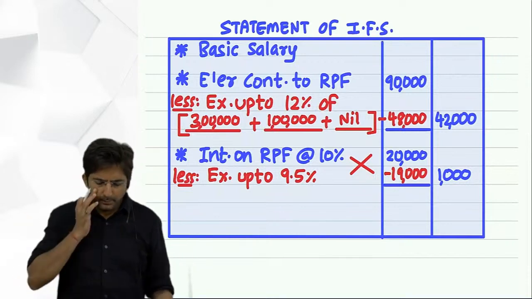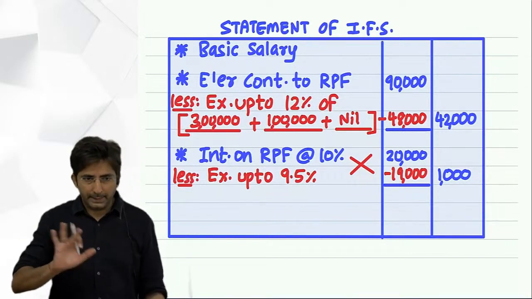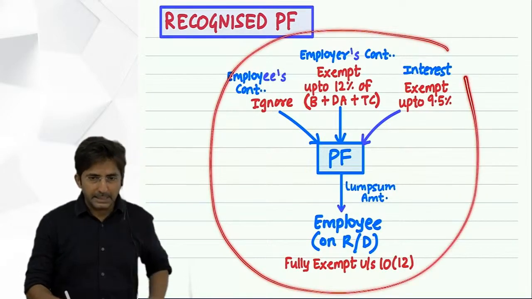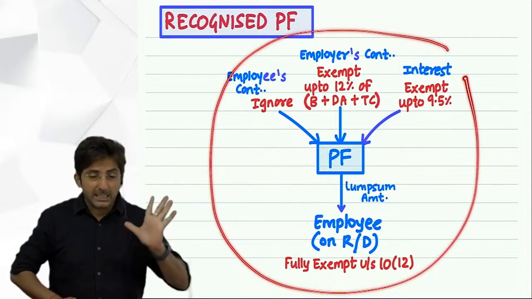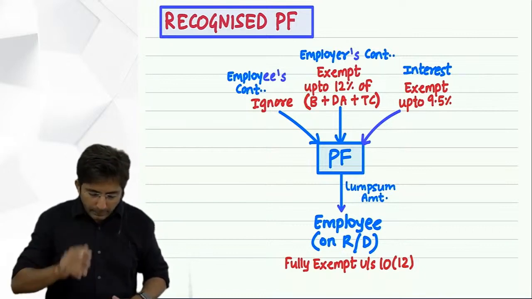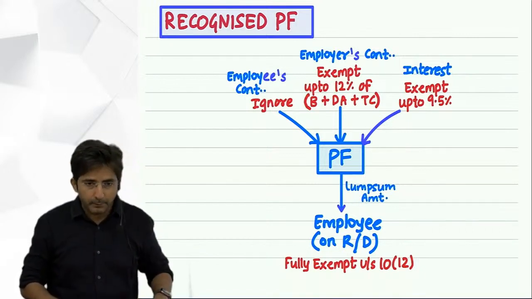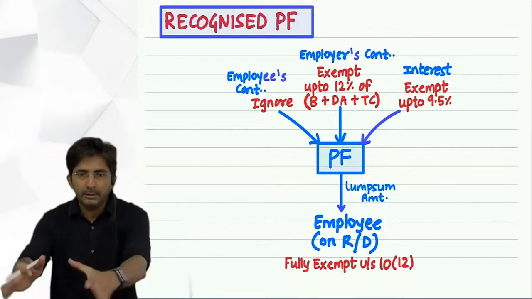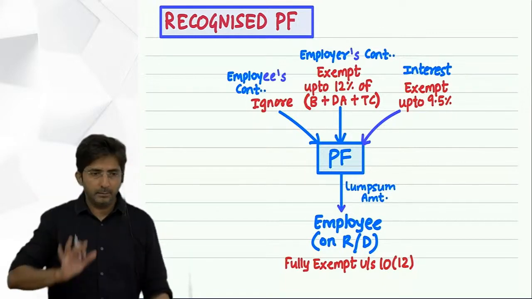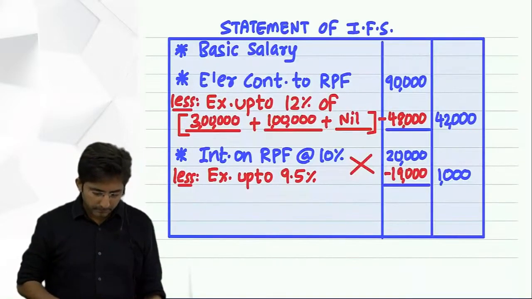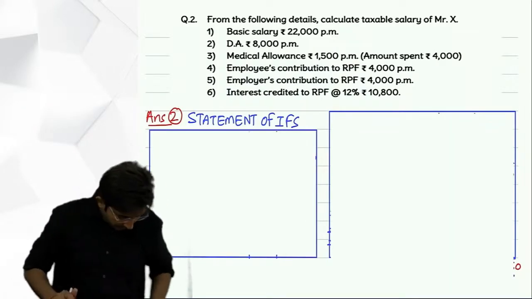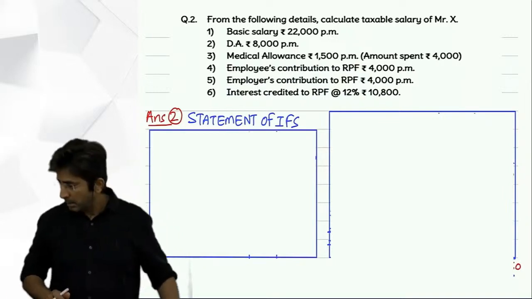Okay. So RPF is over, recognized provident fund. Finally, this drawing you have to remember, plus that 5 years point which I said, okay. The last provident fund is what? Unrecognized provident fund, okay. But wait, before that I'll do one thing. I'll take one question of RPF so that this settles completely. Then I will take a new concept of UPF. Because UPF is a little tricky. Take out question number 2. Question number 2.